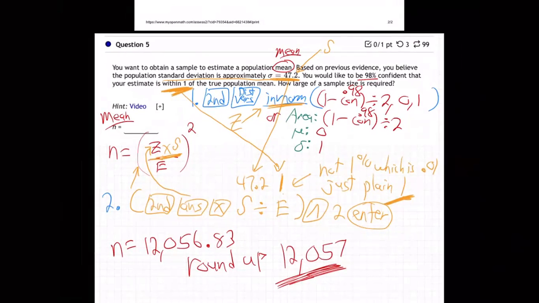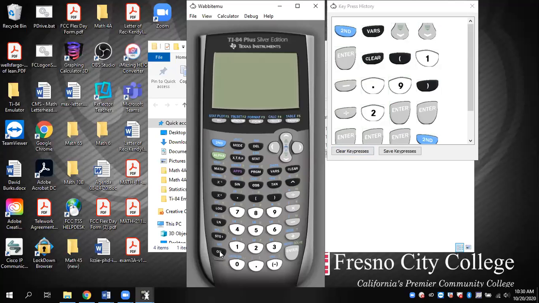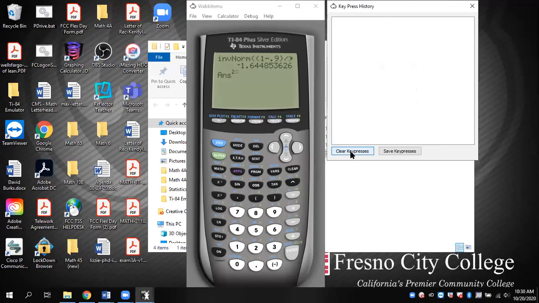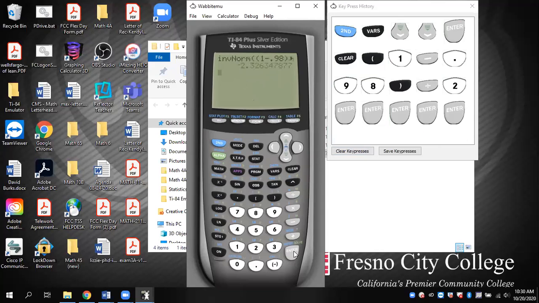Let me share it on my calculator screen here. All right, so second vars, go down to inverse norm. For mine, it's going to be parenthesis, what I have, 1 minus 0.98, parenthesis, divided by 2. And then the 0 and the 1 are already there. Boom, there it is. I got negative 2.32, blah, blah, blah.